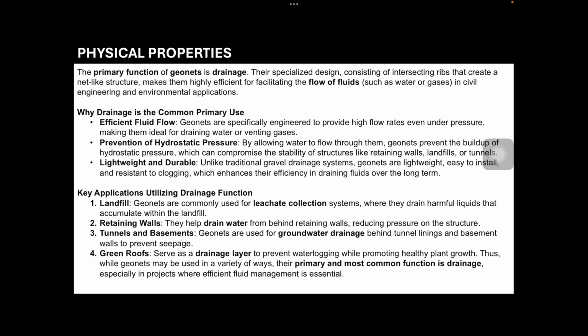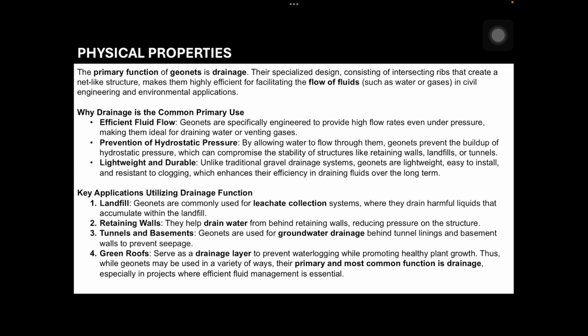So, why drainage yung primary use niya? So, efficient siya sa fluid flow. Geonets are specifically engineered to provide high flow rates under pressure, making them ideal for draining water or venting gases. So, prevention of hydrostatic pressure. By allowing water to flow through them, geonets prevent the buildup of hydrostatic pressure, which can compromise the stability of structures like retaining walls, landfills, or tunnels.